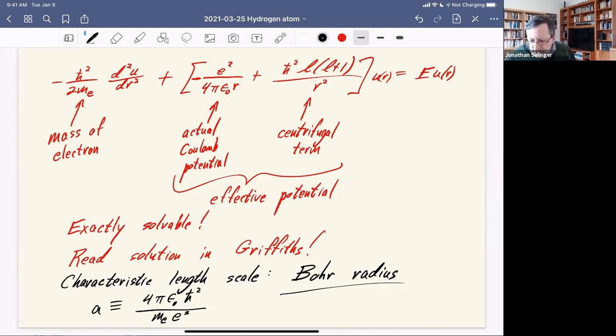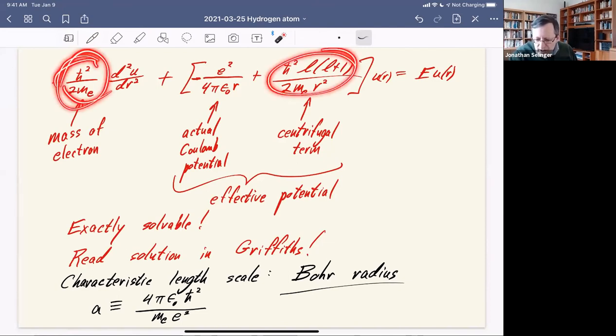You could say it's the length scale, I'm seeing a mistake here somewhere. Oh, I forgot the 2m here. That's what I did. Okay, it's the characteristic length scale that you would get by dividing either of these terms divided by the coefficient in the Coulomb potential.